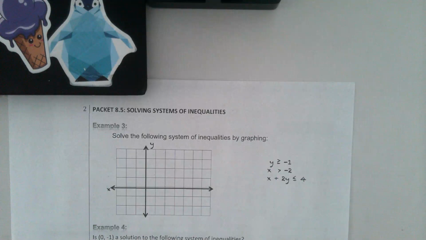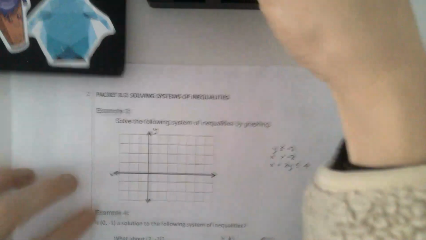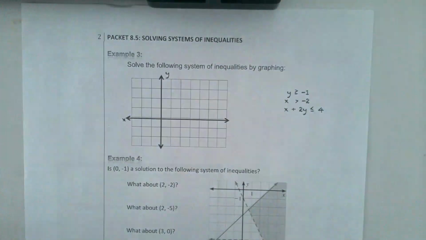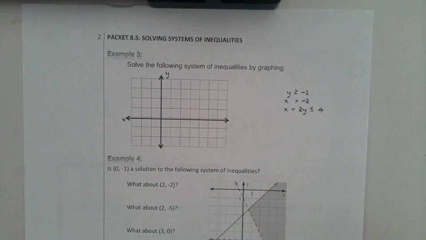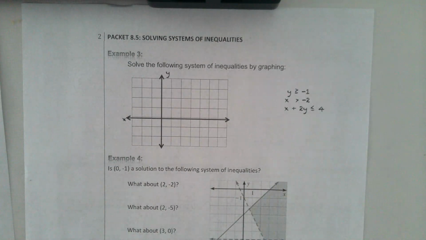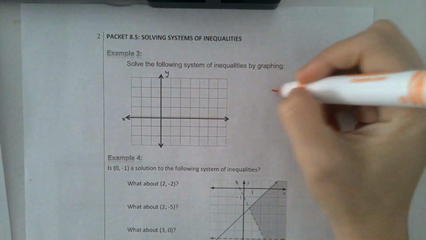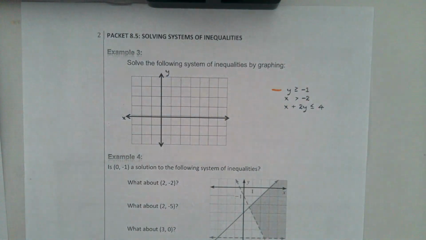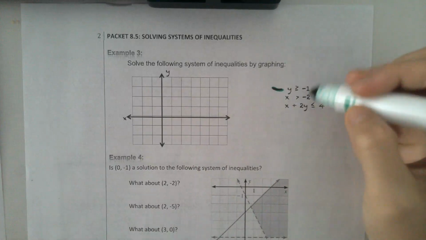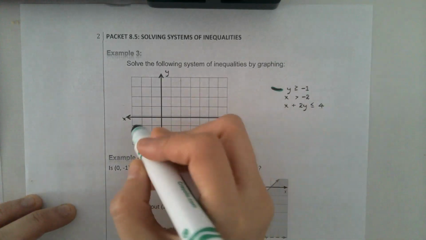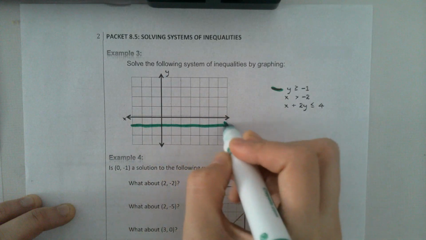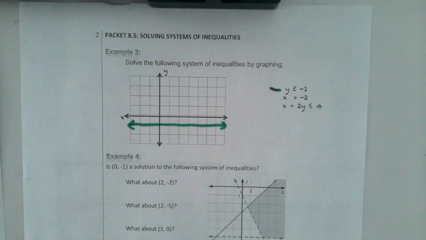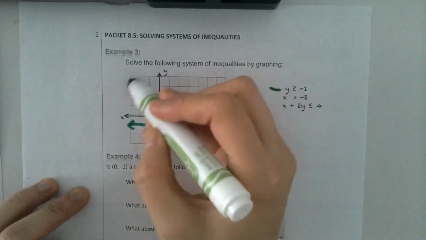All right. So let's try the back one. This one is going to be 3 lines. I want you guys to try this on your own, and then we'll come back and check. Okay, so let's start with the first one. This is going to be my green line. Y is greater than or equal to -1. So I'm going to start here at -1, a solid line. And I know that it's greater than, so it's going to be everything above.